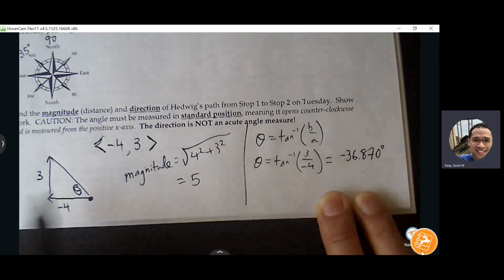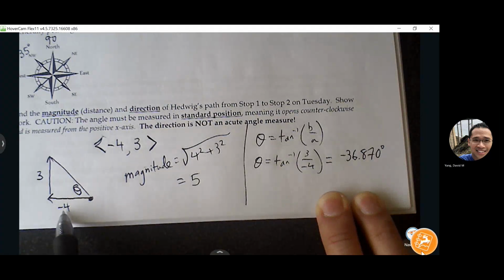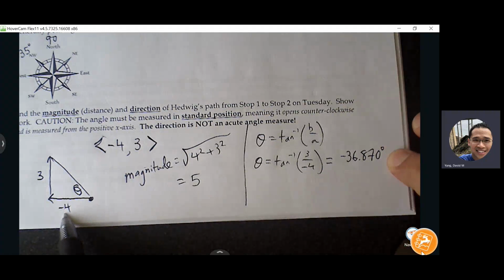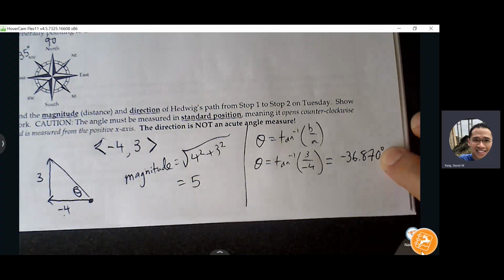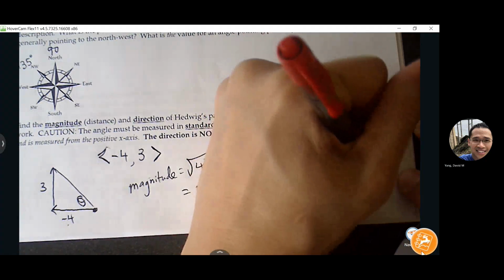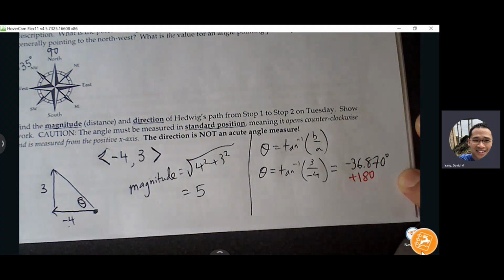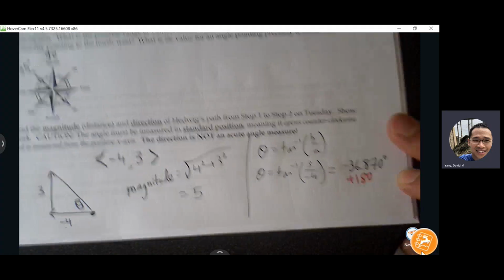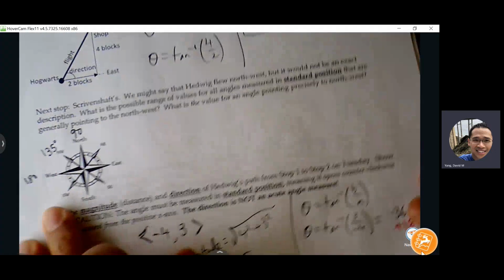Okay, inverse tangent, 3 over -4. I got -36.870. I want a second quadrant standard position, so what adjustment needs to be made? Yeah, involve 180, right? Either plus 180 or I can do 180 minus 36.87, but I need a degree measure that's between 90 and 180.